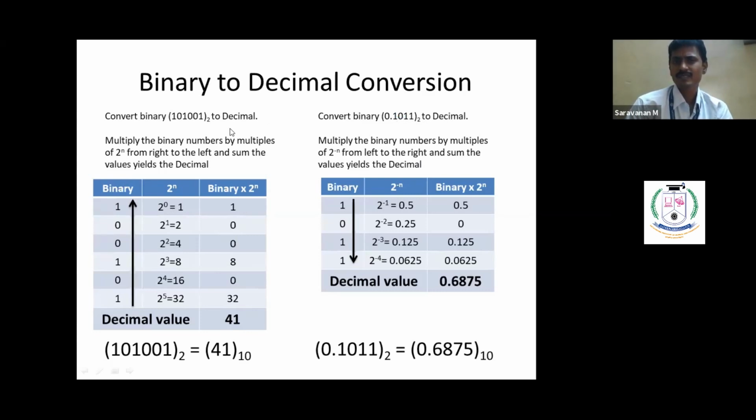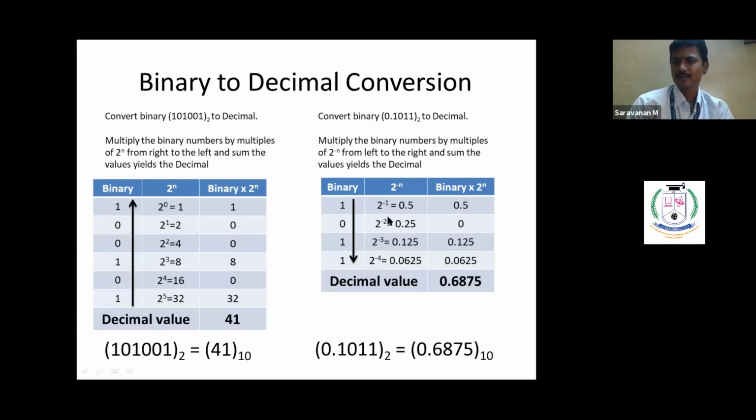Right, now for the integer part, we have seen this. Now for the fractional portion, the logic is reverse. That is, you have to go from left to right. Okay. Now here what we have seen is from right to left, we multiply by 2 powers. So 2 power 0, 2 power 1, 2 power 2, it goes like that. Whereas here, for the fractional part, you have to go from left to right, and multiply in the form of 2 power minus n. Okay, 2 power minus n. That is, this is multiplied by 2 power minus 1, this is multiplied by 2 power minus 2, this is multiplied by 2 power minus 3, this is multiplied by 2 power minus 4.